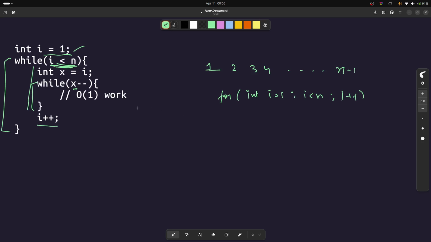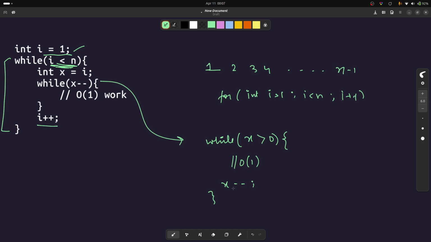Now if I look at the inner loop, this is similar to the last question. There is this x which is equal to I, so x starts from I, and while x minus minus. This may get confusing for some people. Well, this is actually the same as writing: while x is greater than 0, you do your constant work, whatever it is, and at the end do x minus minus. Or if this is also confusing, then x is equal to x minus 1.